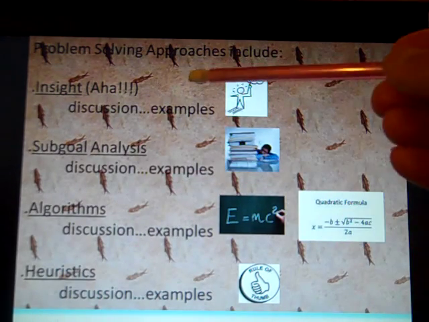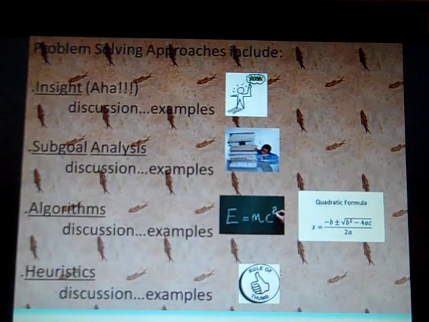Algorithms, the third type of problem-solving approach. Simply by definition, an algorithm is using a mathematical formula or equation to arrive at a solution. E equals mc squared. A lot of you have seen that, and probably a lot of you have had to deal with the quadratic formula. So again, just very specific mathematical equations being used to arrive at solutions to problems.